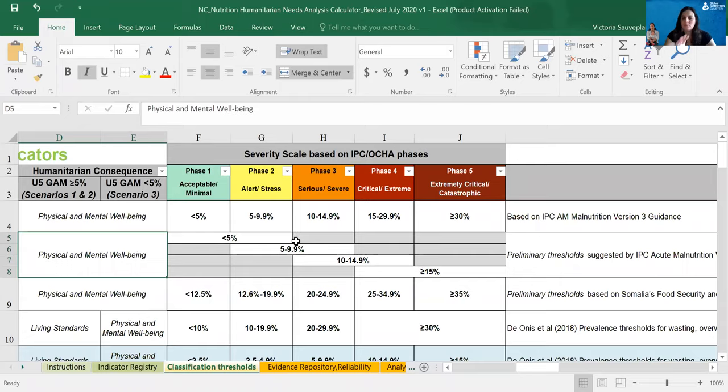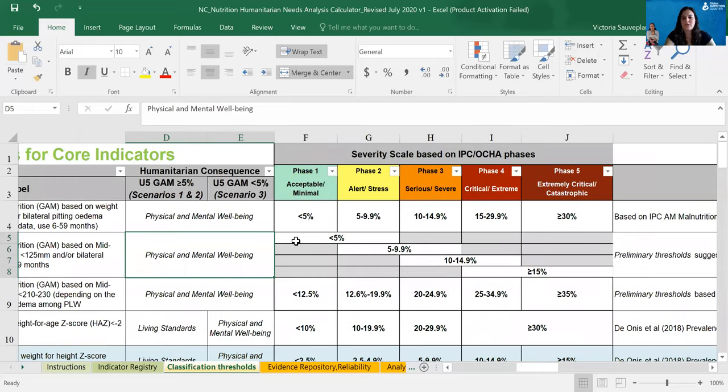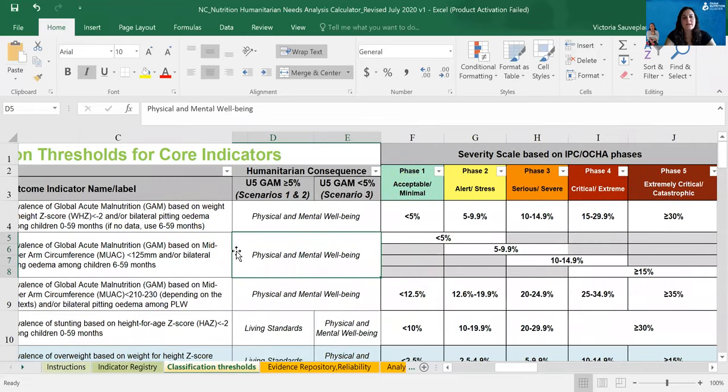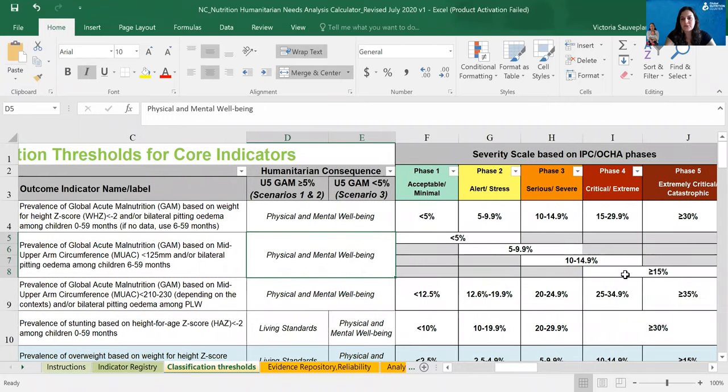Ideally we'll be seeing this later on, but I'll just shimmy over here so you can see. For MUAC, these are preliminary thresholds as suggested by the IPC acute malnutrition team. And you can see that they overlap two phases, each of them. So this is where the use of MUAC only is not as straightforward. As per the IPC acute malnutrition, there's a series of steps to consider when using MUAC as a primary indicator for severity classification. I'll get into that shortly.